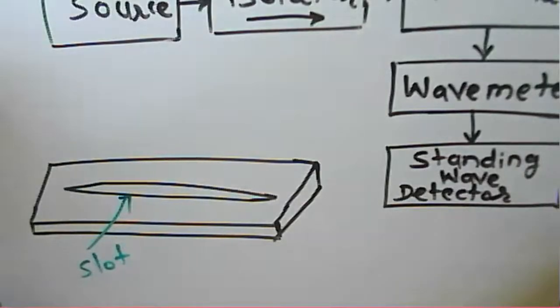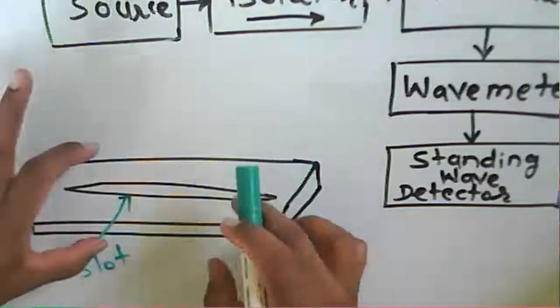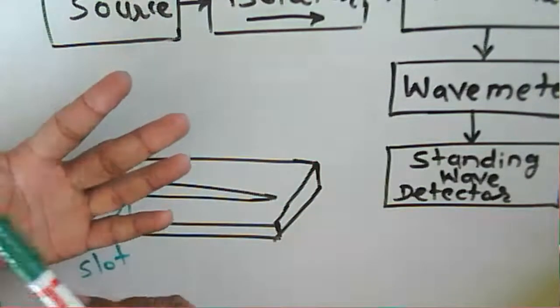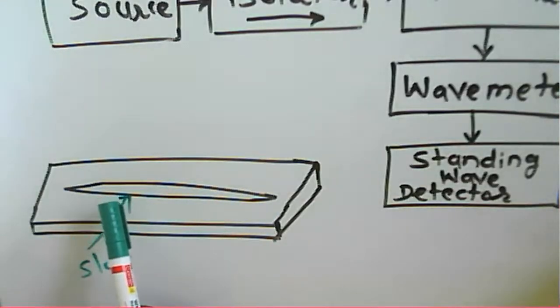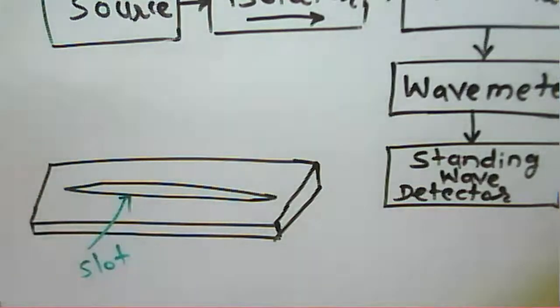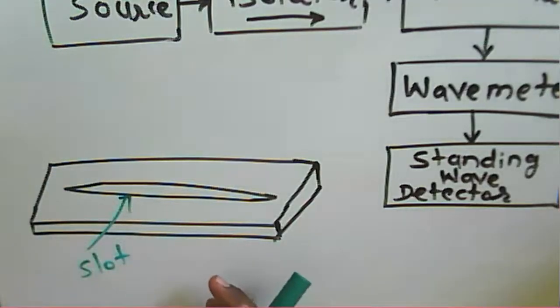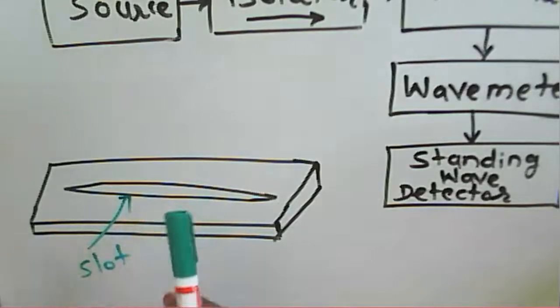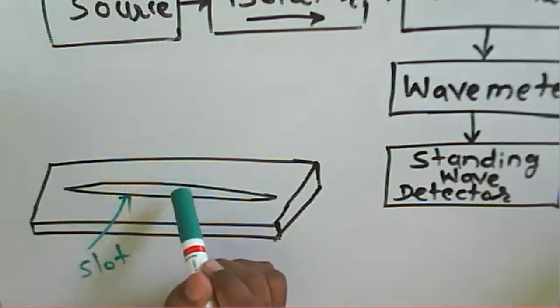For a given particular line, say this one is a slot here, and this one is a waveguide. For the top section of this waveguide, there is a small slot. This slot is designed in such a way that there won't be any reflection or any absorption of power through the slot. The slot is adjusted so that we can insert a probe in this particular slot.